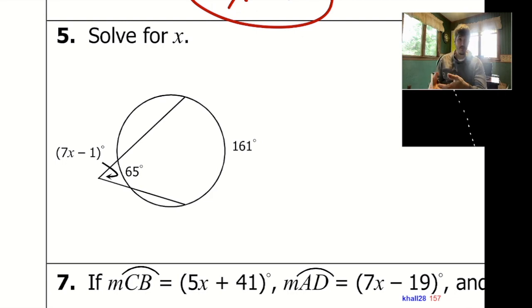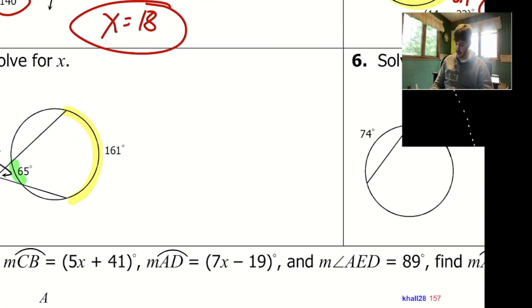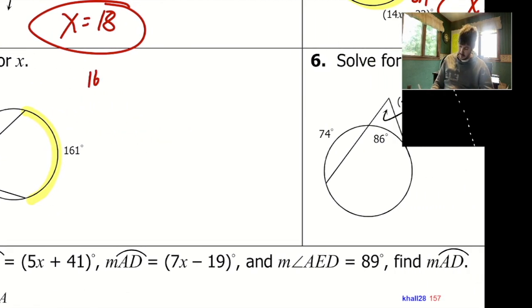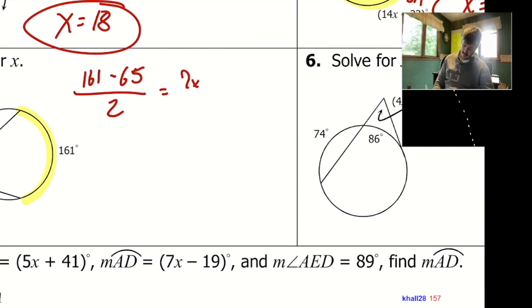And then do I have all the pieces in place already? Do I need to figure anything out? So we have to just kind of see. That's 161. That's the big arc. That is what we want. 65, that's the little arc, that's what we want, and the angle is labeled as 7x minus 1. So we're ready to just jump right in to our formula. 161 minus 65 divided by 2 is equal to, in this case, the expression 7x minus 1. We're going to throw that over 1.